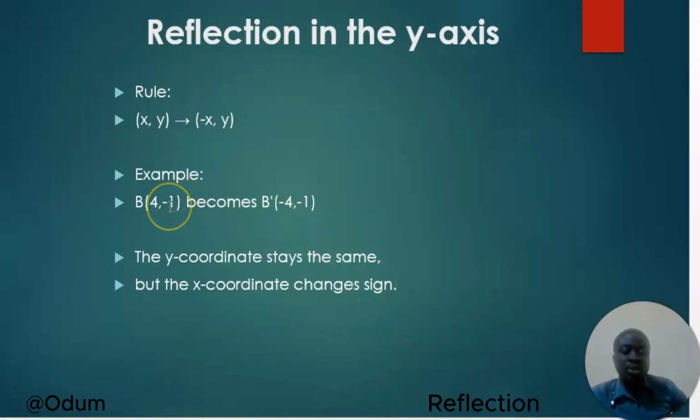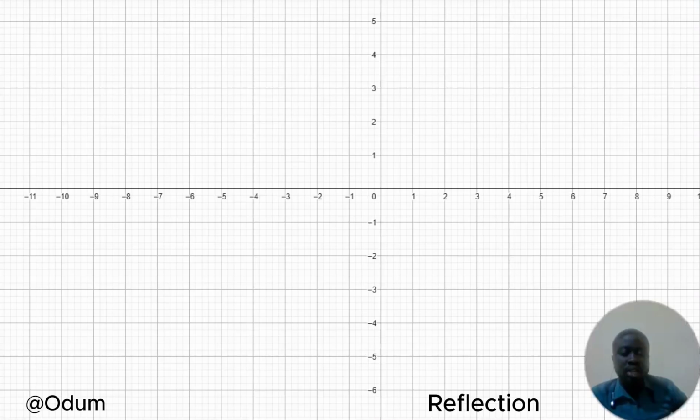So let's see how it will look like on a graph. So this is 4, -1. So let's plot this 4, -1 on the graph. So we have 4 here and we have -1. So this is where the point will be. We have 4, -1. Now you're going to do the reflection in the y-axis.